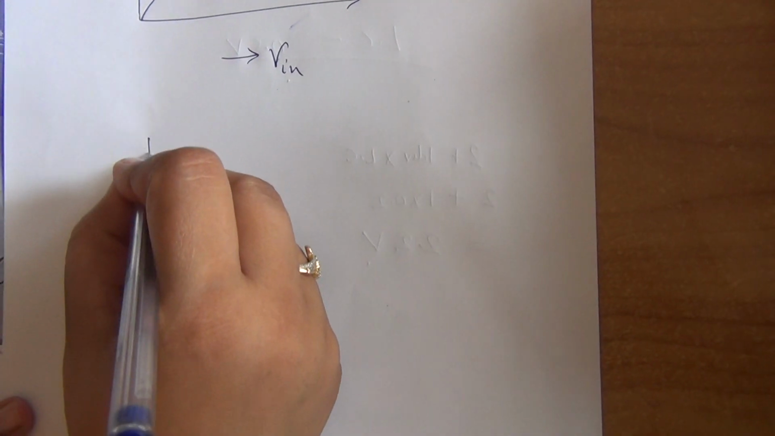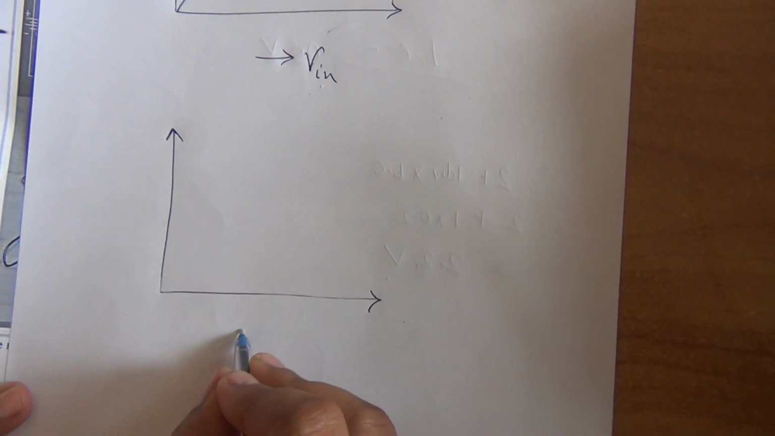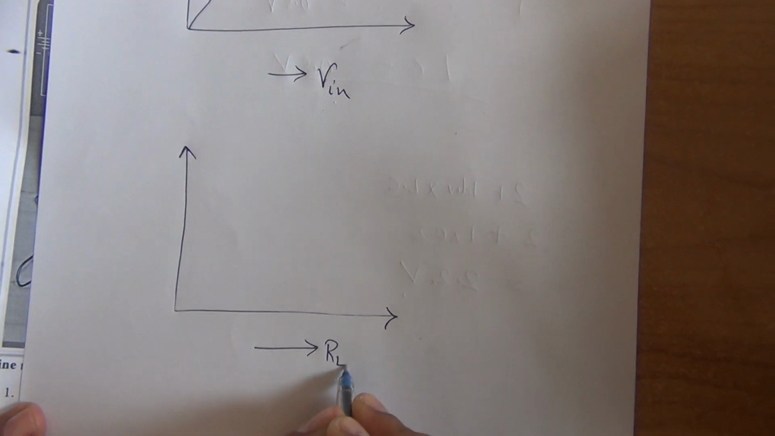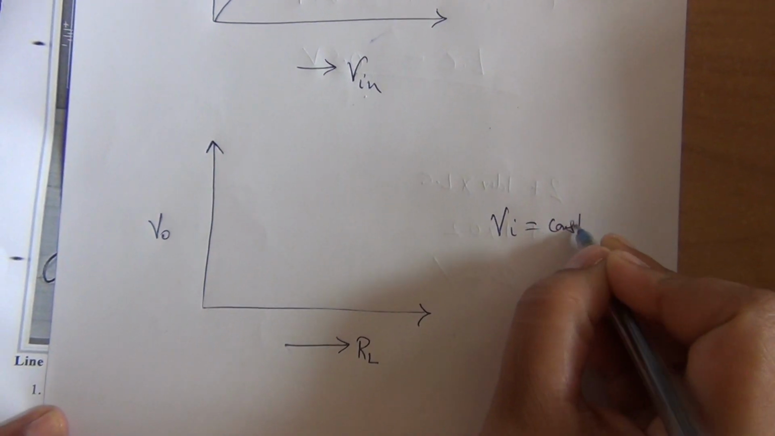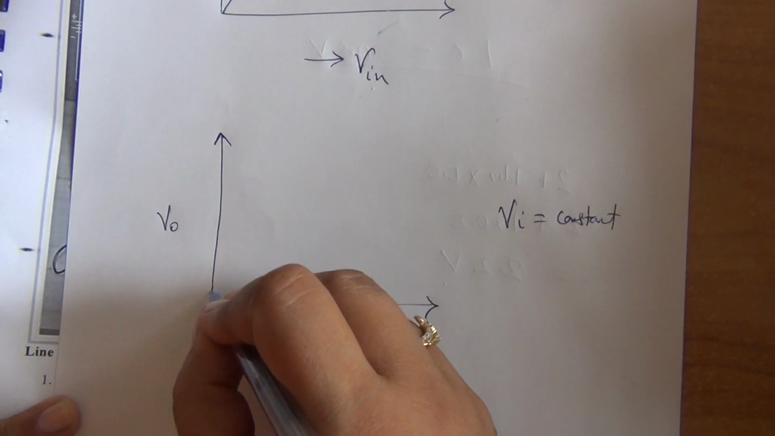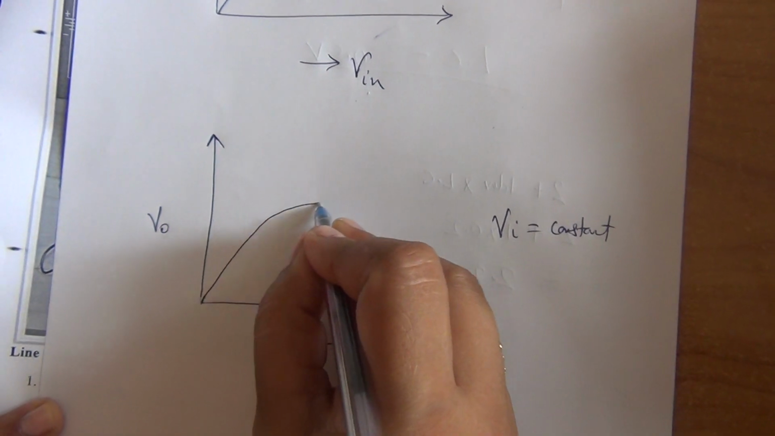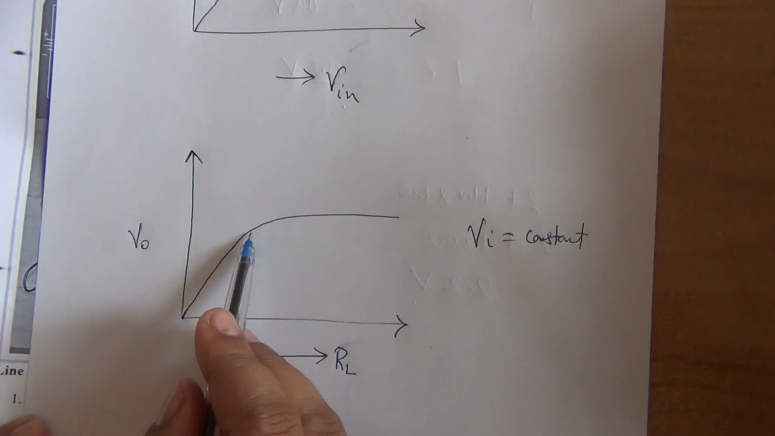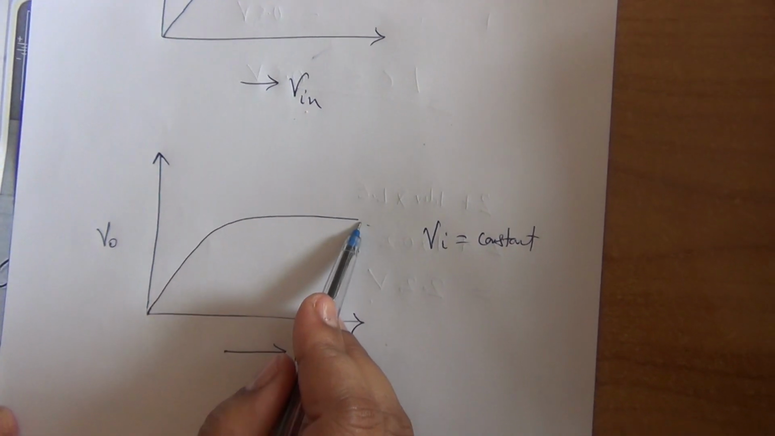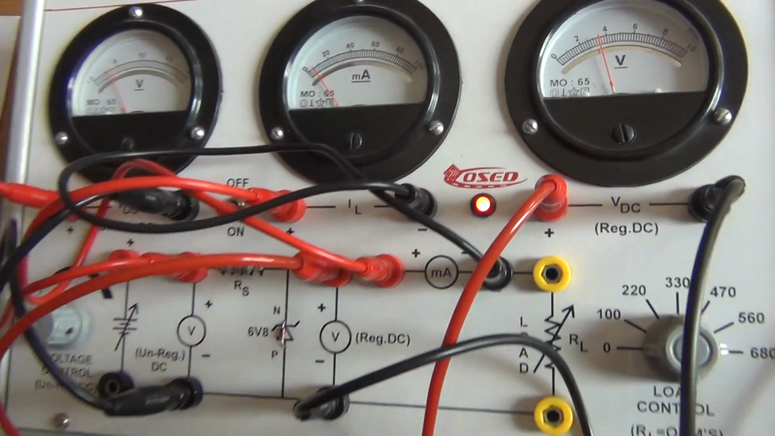In the second case, with the second table, we can plot the graph between RL and output voltage keeping VI constant. You will observe that initially, with an increase of RL, V0 increases, but afterwards it becomes constant. So whatever the value of load current, you again get a constant output voltage. This is the voltage regulating action of the Zener diode.